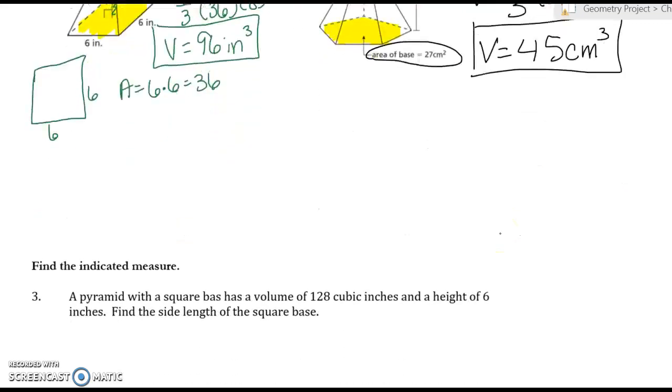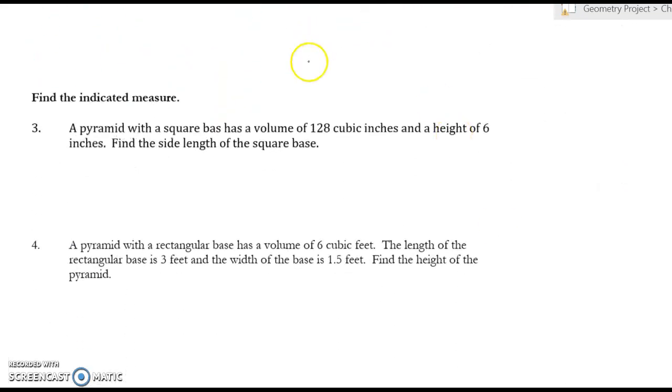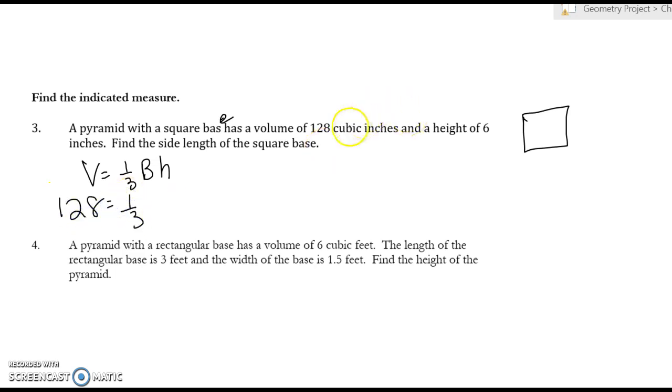Okay. All right, so now we get down to word problems where we're trying to find missing things. So I'm going to write my formula. 1/3 base times height, area of the base times the height. The pyramid has a square base. Okay. And so here's my square base. The volume's 128. 1/3 stays there. And the height is 6.